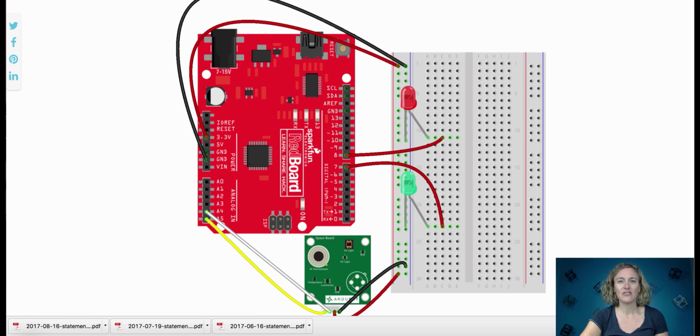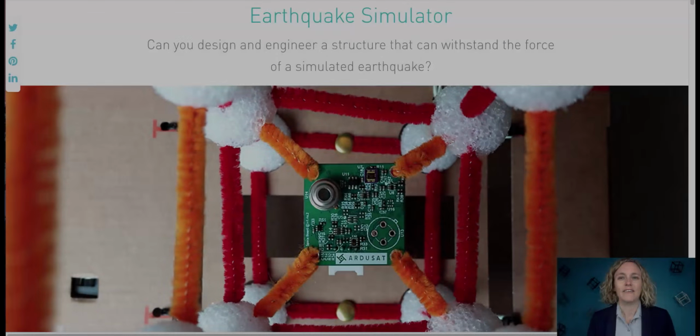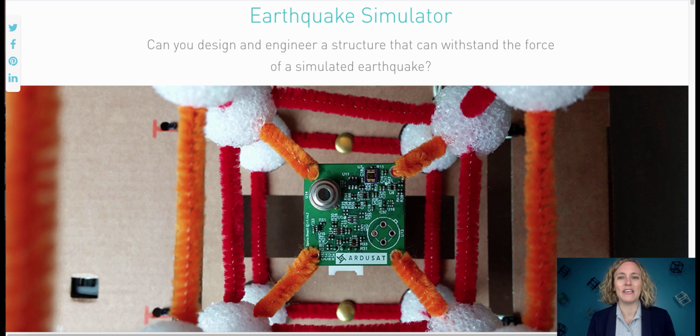First, they wire up the sensor board and a simple circuit that will help them to determine if they or their friends are zombies. Earthquake Simulator has the students building a structure using pipe cleaners and styrofoam balls and then collecting data from the accelerometer on the sensor board to see how well their structure withstands a shake table.